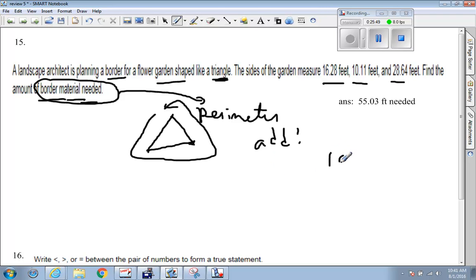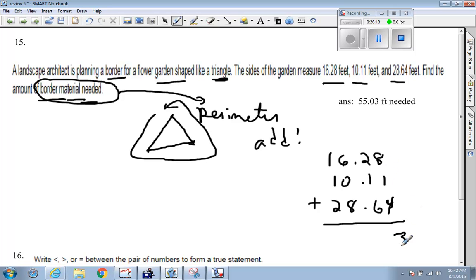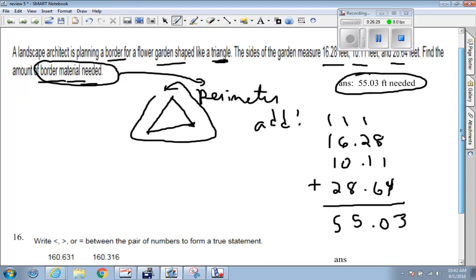So all right, we just have to figure out what 16.28 plus 10.11 plus 28.64. Especially if you have English as a second language, you just got to be on the lookout for key words. Border, fencing, perimeter, all of those things are keywords for addition. So 8, 9, this is going to bring us to 13, carry the 1, 6, 7, 8, 9, 10, carry the 1, and voila, 55.03 feet needed. So remember, perimeter is plain old units, feet.